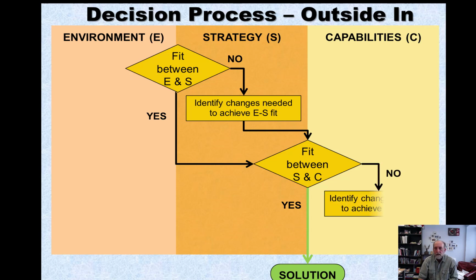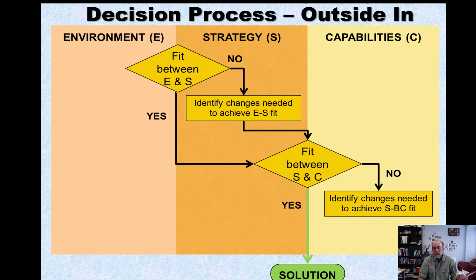What if that is a no? Well, then you need to, in this model, remember the assumption is that you can find the capabilities, acquire, develop the capabilities needed. So if you've got gaps between what's demanded by the strategy and what the firm has, then you can look at filling those gaps. Okay?